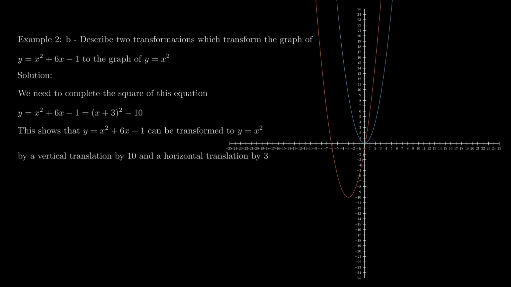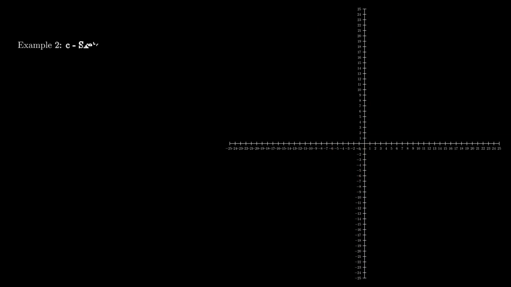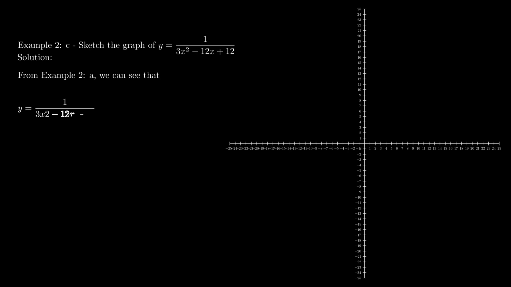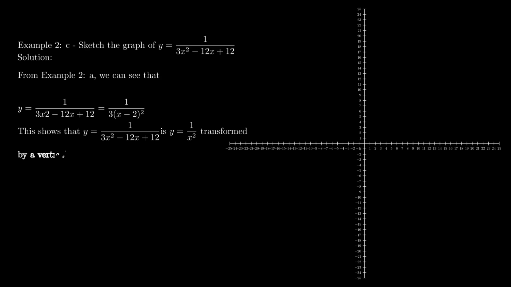Okay, one more example: now sketch the graph of y equals 1 divided by 3x squared minus 12x plus 12. We can see that y equals 1 over 3x squared minus 12x plus 12 equals 1 divided by 3 times x minus 2 all squared. So this is the reciprocal of a stretched and shifted parabola that we have seen in the previous example. And the vertical asymptote is at x equals 2, where the denominator is equal to 0.